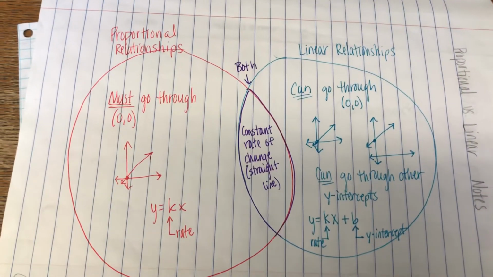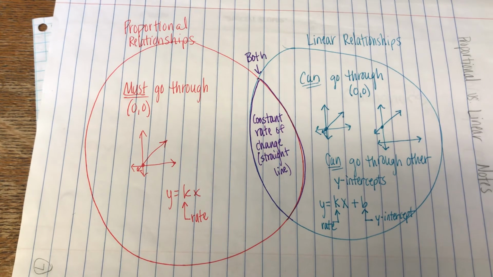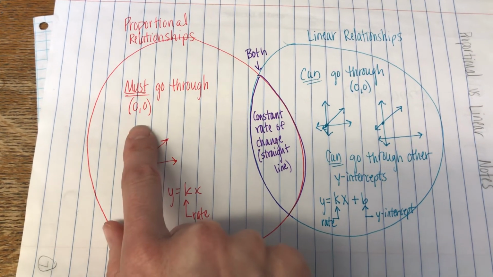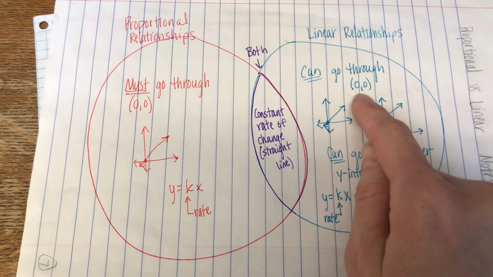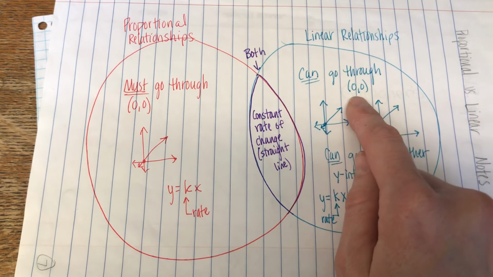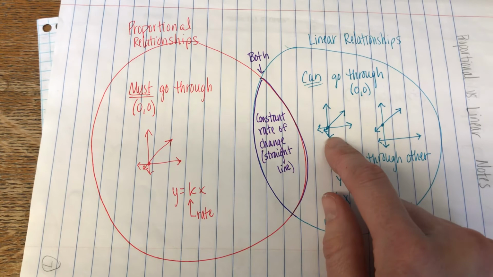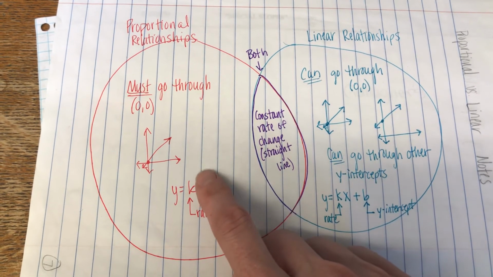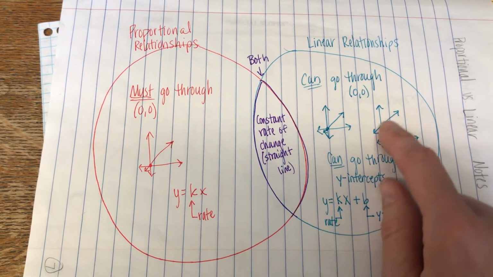We also created this Venn diagram describing the two, or kind of comparing the two. So the big thing is that the proportional relationships must go through 0, 0, and linear relationships can. And if it does go through 0, 0, then it's a special kind of linear relationship called a proportional one. So a graph can be both proportional and linear. If it's proportional, it's also linear. But it can be linear and not be proportional.